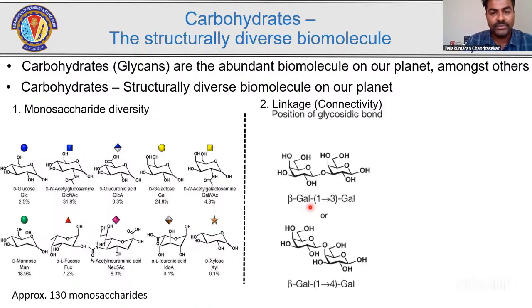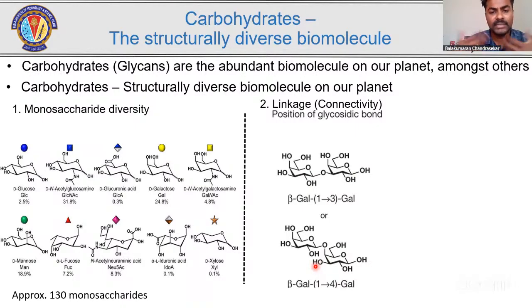The second level of diversity in carbohydrates is because of their connectivity. Carbohydrates not only exist in a monomer form, they can also be linked to form a disaccharide, oligosaccharide, or a polysaccharide via specific glycosidic linkages. Seen over here are two disaccharides composed of two galactose residues. In the first compound, the two galactose are linked by a 1,3 position, whereas in the other the galactose is linked by a 1,4 position.